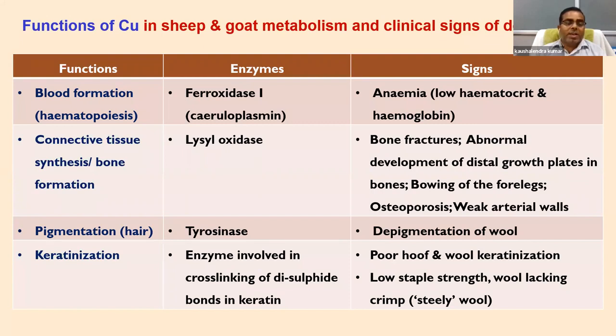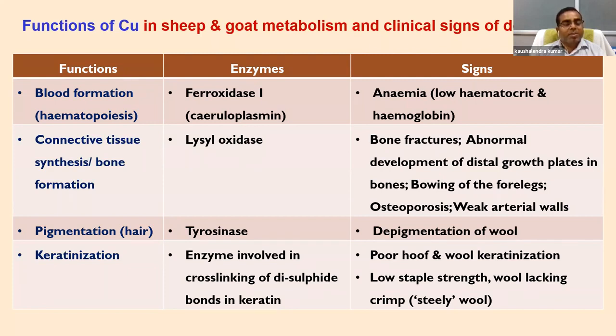Copper is also associated with connective tissue synthesis and bone formation, and the enzyme associated with this is lysyl oxidase. What are the signs? Bone fractures may appear, abnormal development of the distal growth plates in bone, bowing of the foreleg, and osteoporosis may develop in adults, with defects in the arterial wall. So these are signs of copper deficiency in sheep and goat.